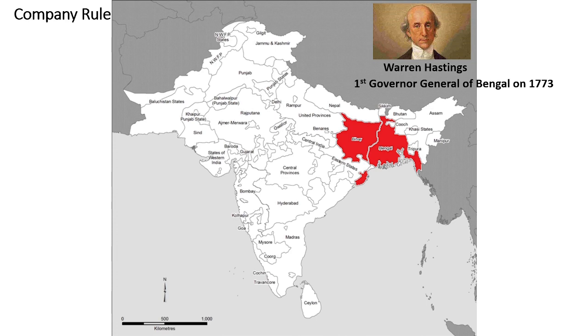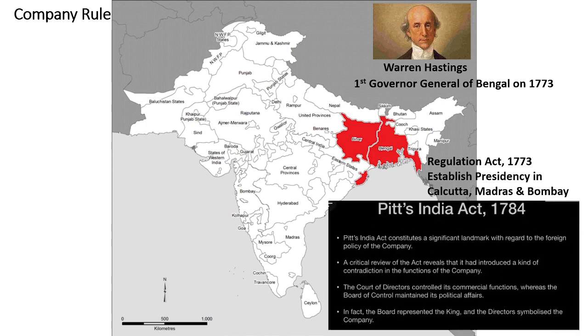He brought two acts. First is the Regulation Act 1773, which tried to convert Calcutta, Madras and Bombay into presidency states, and the second one is Pitt's India Act 1784, through which the company would be responsible for commercial functions and the King of Britain would be responsible for political affairs. Meaning, through this Pitt's India Act, India became a department of England.